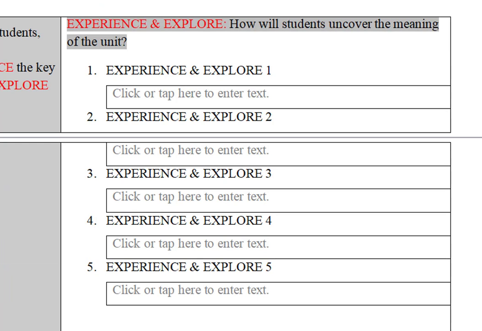So now we're to E, experience and explore. How will students uncover the meaning of the unit? So while we may tell them certain things, how will they dig out the information? How will they learn it? In what ways are the activities building into that? So you want to explain that here in this section.